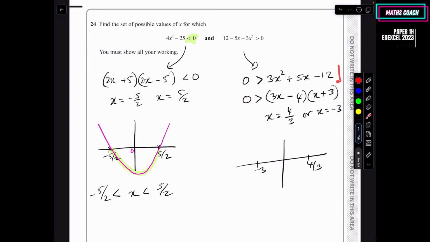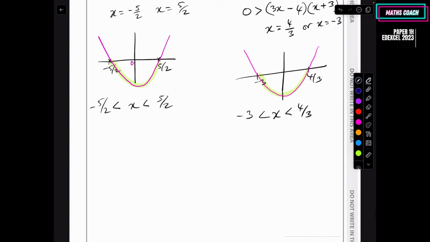Now we're using this version of it, not that version. So it's still a happy graph, because in this version that we chose, x squared is positive. So it's going to be like that. Now what do we want? We want where y is less than 0 this time, because this part here is representing y. So once again we want this part of our graph. So we want x less than 4 over 3 and greater than minus 3.